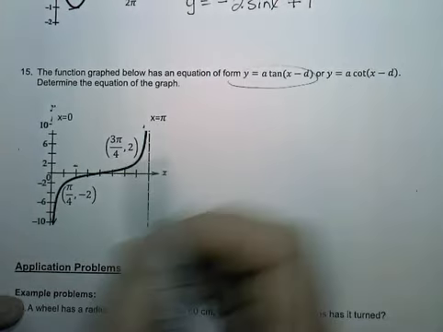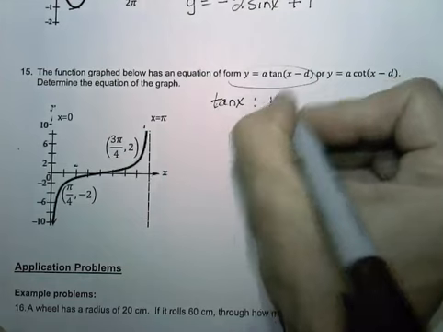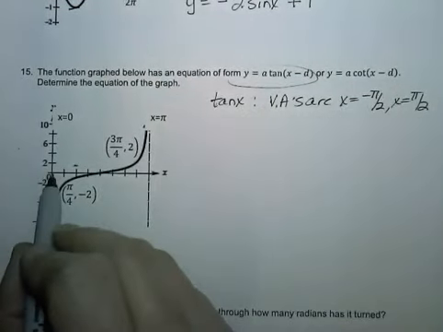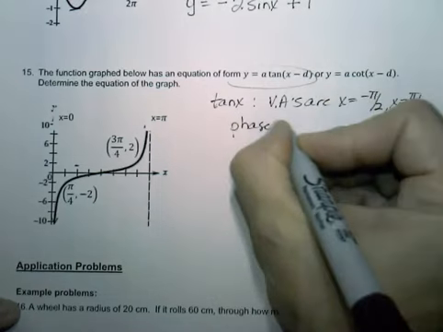I want to think about normally where my asymptotes are for the tangent. For normal tangent of x, my asymptotes are at x equals negative pi over 2 and x equals positive pi over 2. If I look at where these asymptotes are, they're at 0 and at pi. So that means that they've been shifted over to the right by pi over 2. That means my phase shift is pi over 2 to the right. I'm going to have tangent of x minus pi over 2.